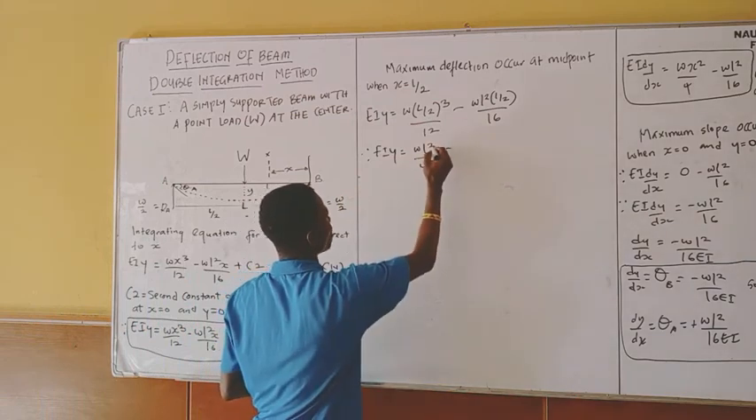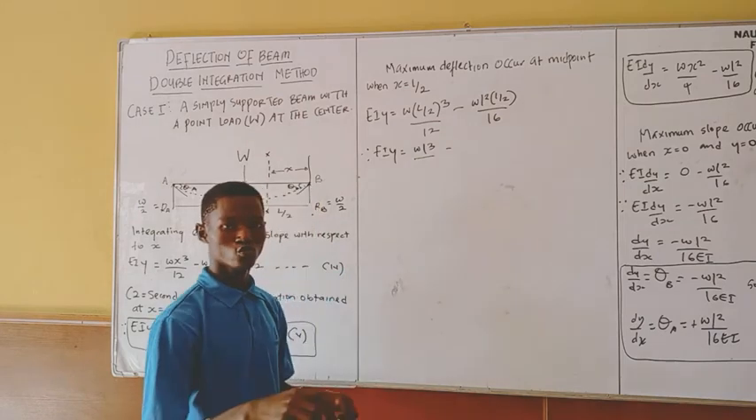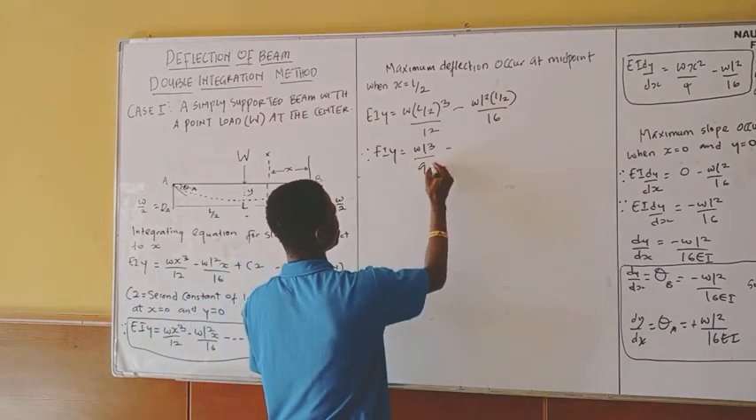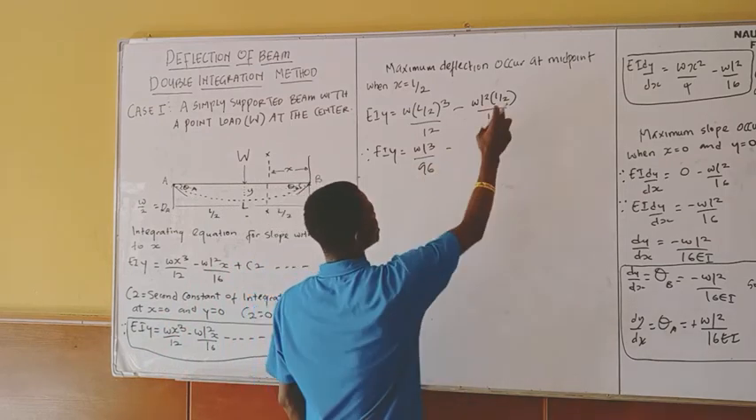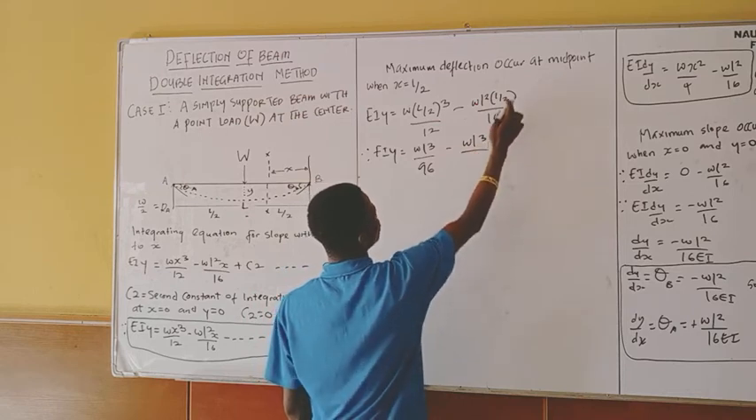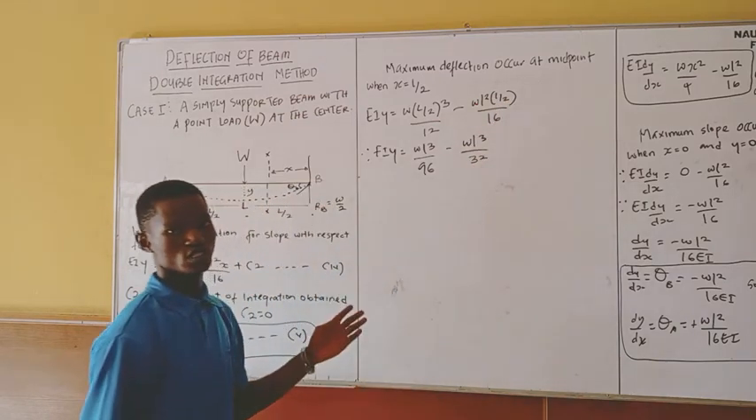In this case, we are going to have WL cube, and now we are having 2 cube, and 2 cube is 2 times 2 times 2, which is 8. 8 multiplied by 12 is 96. You understand? So in this case now, we have WL square multiplied by L, which is WL cube over 2 multiplied by 16, which is 32. I hope you understand, and I hope you are following.